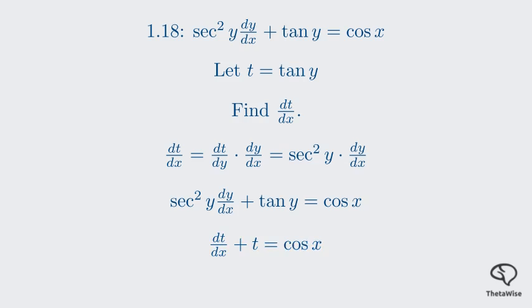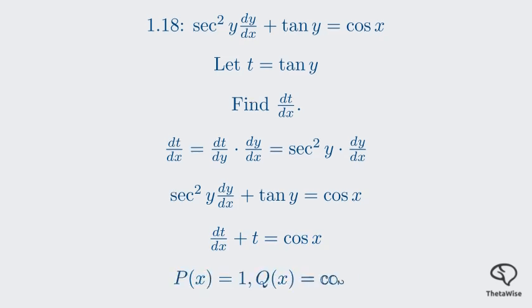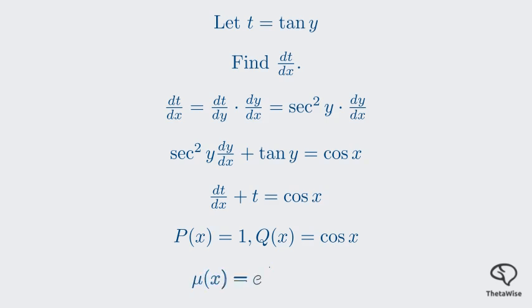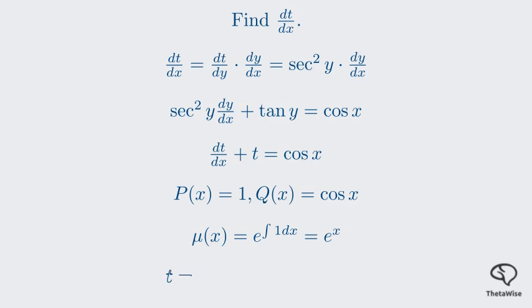This is a first-order linear equation in terms of t and x. It's now in standard form. P of x is 1 and Q of x is cos x. Let's solve for t. The integrating factor is e to the integral of 1 dx, which is e to the x. The general solution for t is 1 over e to the x times the integral of e to the x cos x dx plus c.